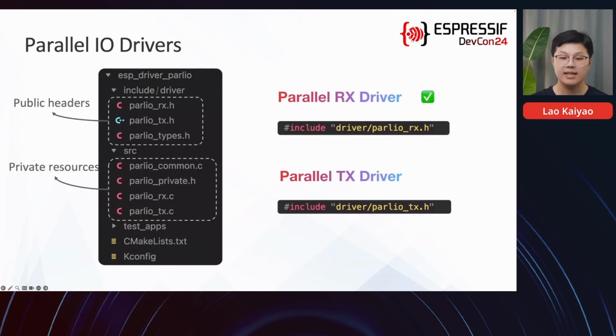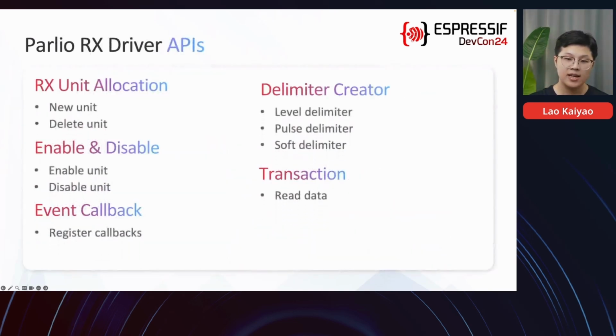Okay, let's check what APIs we have in the RX driver. As you can see, it's quite easy. There are only 9 APIs in total. These APIs include the unit allocation, enable, disable, event callback, delimiter creator, and the most important, the transaction.